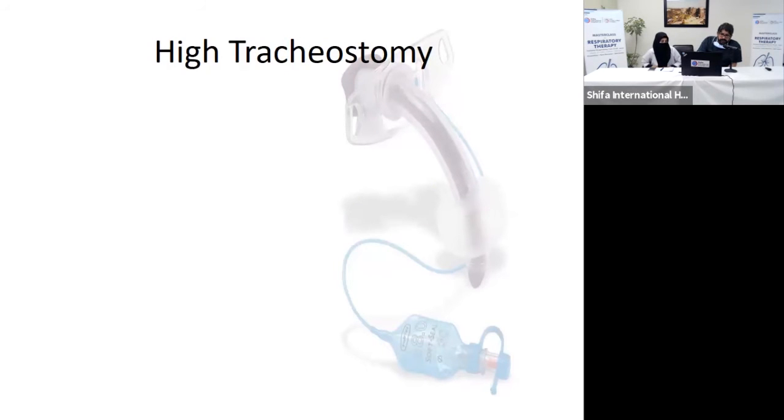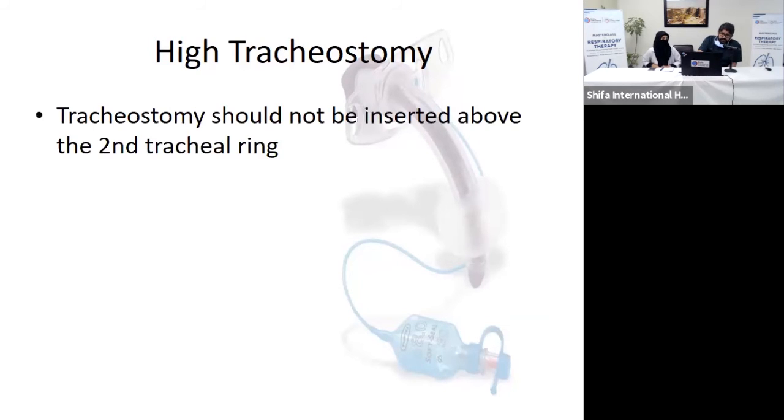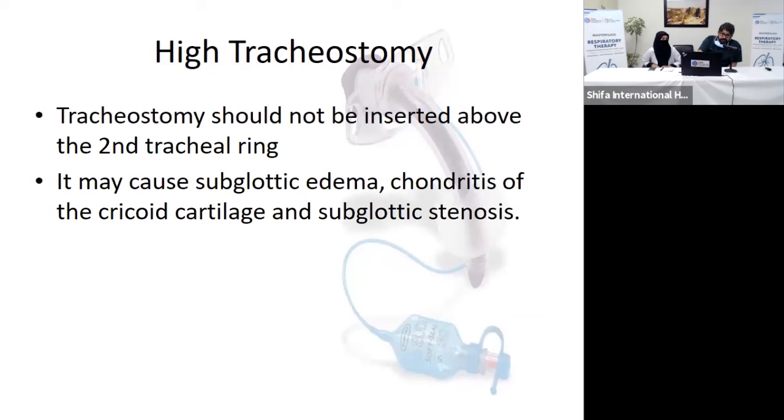Then sometimes you do high tracheostomies. For instance, I'm operating on a patient today on whom I'm doing a laryngectomy, and this patient had an emergency tracheostomy for upper airway obstruction. So in this patient, we did a high tracheostomy so that we can do a laryngectomy on him later on. In these, we try again not to go above the second ring because it can cause subglottic edema, chondritis, and subglottic stenosis. But this patient, I knew that I would be taking out his larynx, so it didn't matter. So I went in just below the cricoid.